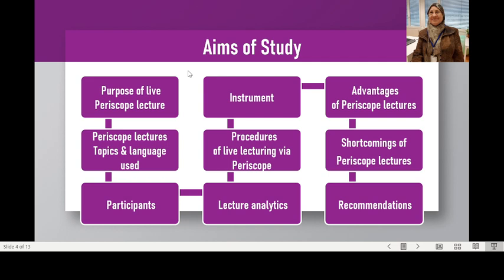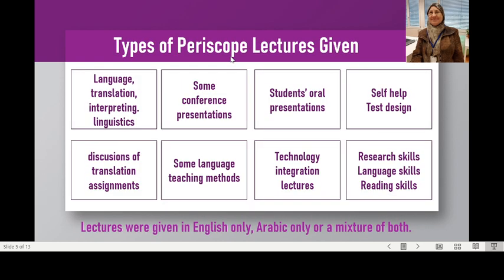In my study, I'm gonna talk about the purpose of the live Periscope lectures and the topics of the lectures, the language used, the participants, the instruments, the procedures I followed for lecturing live via Periscope. I'm gonna also give some lecture analytics, the advantages of Periscope lectures, the shortcomings of Periscope lectures, and finally, I will give some recommendations for instructors.